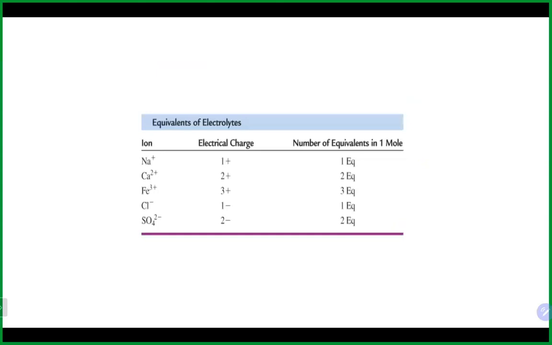There's a table, and as I mentioned, it doesn't matter if it's positive or negative, it is really just the number of the charge. So as you can see, that's how we get those relationships.